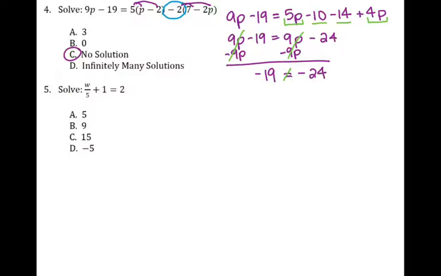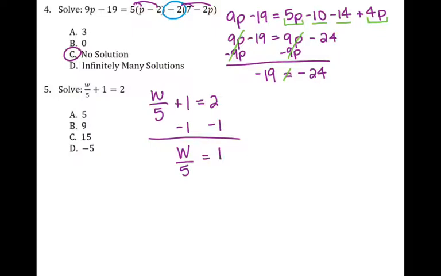Okay, number 5. I'm going to go ahead and rewrite so I have some space. If I look at what's happening to my w, I am dividing by 5 and then adding 1. So I'm going to undo those one step at a time. I'm going to start by subtracting 1 from both sides. That gives me w over 5 equals 2 minus 1, which is 1.